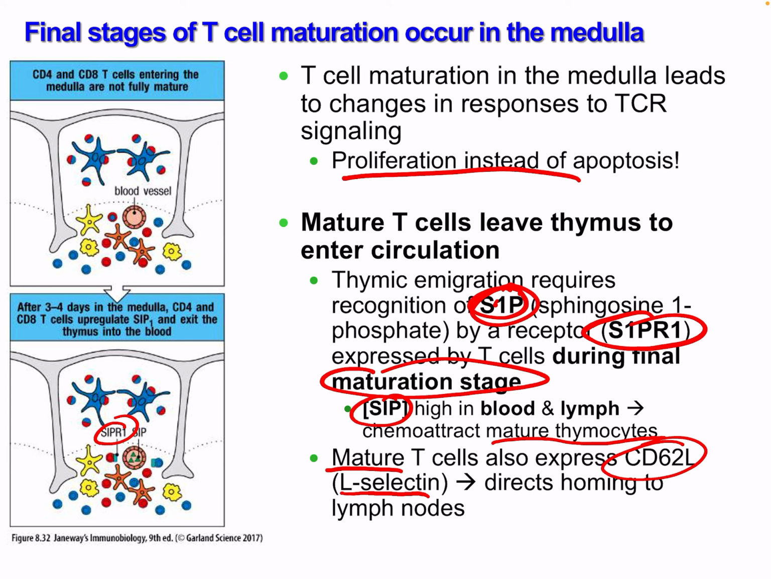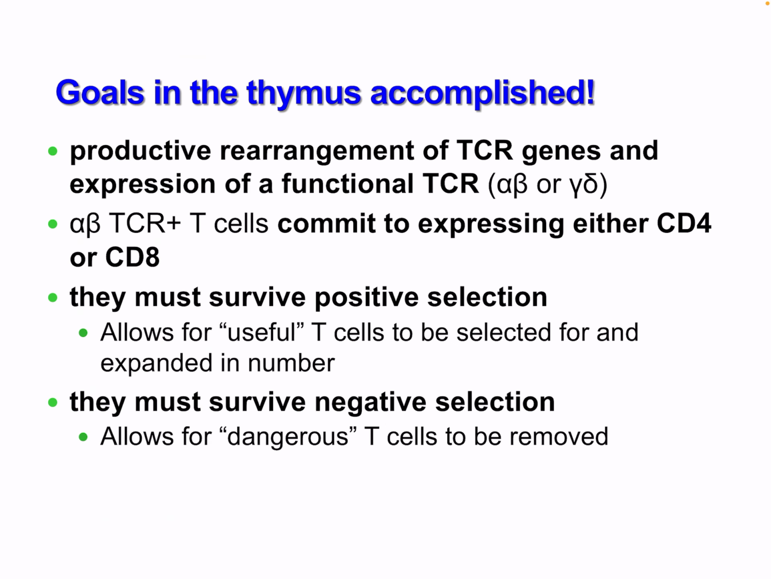So here we see our CD4 and CD8 T cells entering the medulla, which are not fully mature. Here's the blood vessel. After 3 to 4 days in the medulla, the CD4 and CD8 T cells upregulate S1PR1 and exit the thymus into the blood. And again, using L-selectin, they home to the lymph nodes. So the goals of the thymus are accomplished.